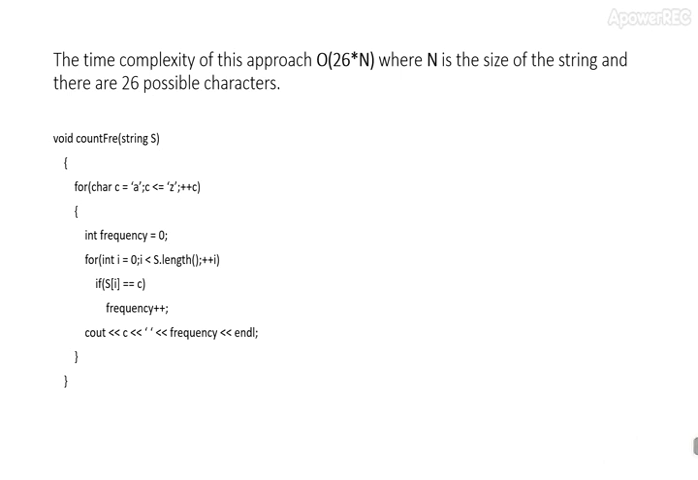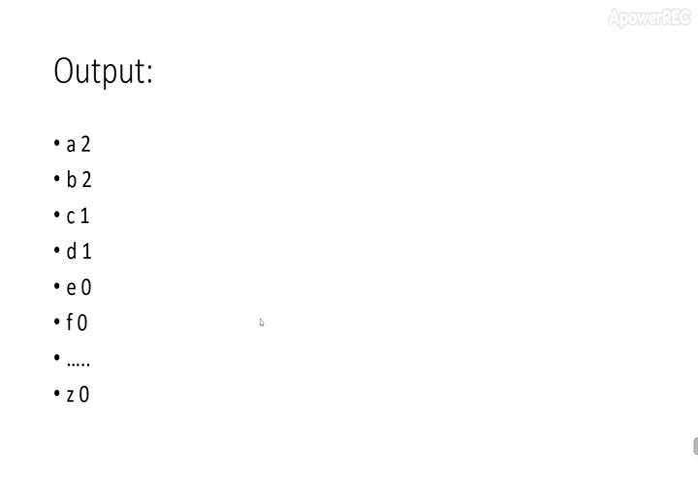Here is the program in which we have a for loop up to z, 26 alphabets, and inside that loop there is also a for loop which is calculating the frequency or the count of each alphabet occurring in the string. The output gives the number of times each alphabet occurred in our string. So here you can see A twice, B twice, C only one time, D only one time, and the other alphabets have occurred 0 times.